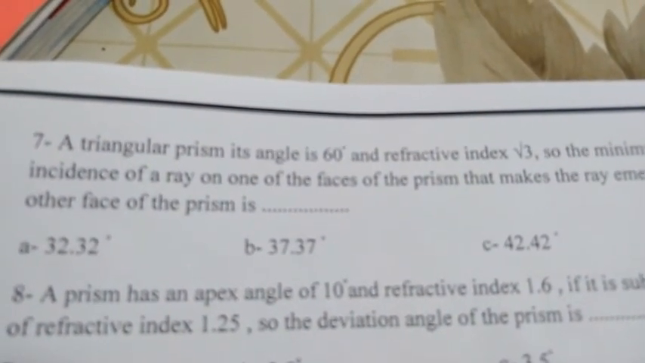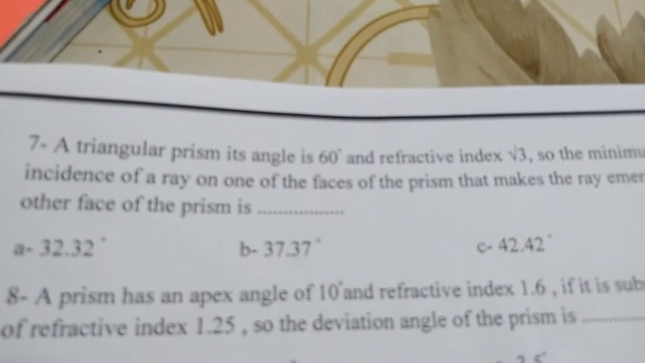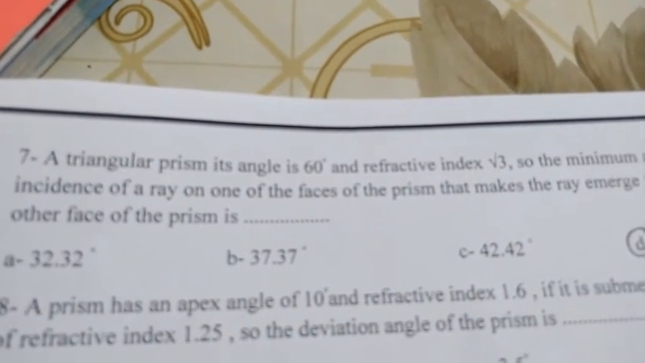Number 7. Triangular prism, its angle is 60. Its angle means its apex angle. And refractive index √3. So the minimum angle of incidence of light ray on one of its faces of the prism that makes ray emerge from the other face of the prism is.